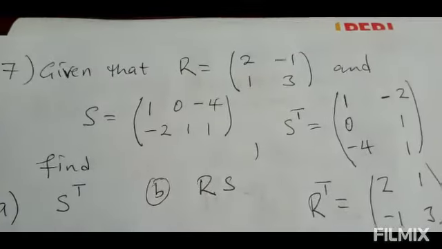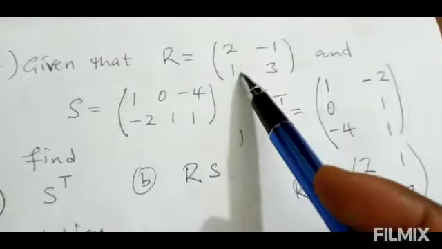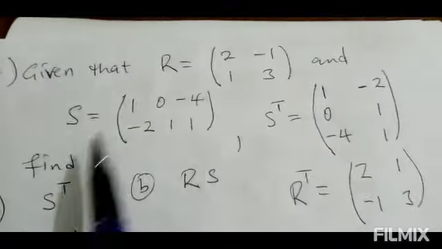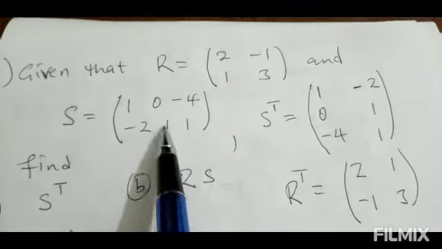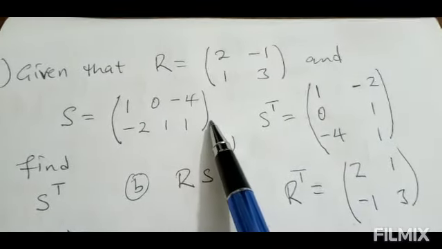And lastly, I talked about quadratic equation. Number 7, given that the matrix R is 2, 1, minus 1, and 3, then the matrix S is 1, 0, minus 4, minus 2, 1, 1. This is a 2 by 2 matrix, and this is a 2 by 3 matrix, okay.